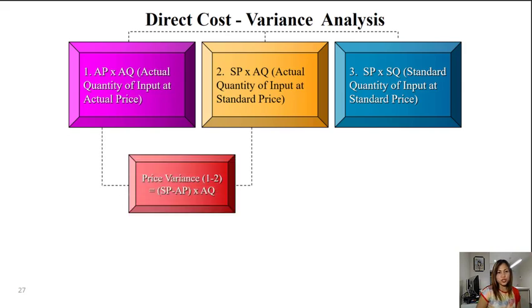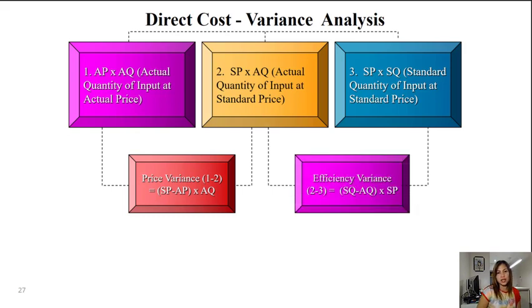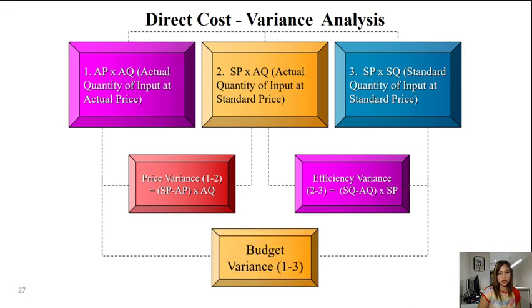If we focus on the first box and the second box, we can see the difference. We focus on actual price minus standard price times the actual quantity. This is what we call price variance. If you focus on the quantity itself, so standard quantity minus the actual quantity times standard price, then you will have the efficiency variance. Price variance plus efficiency variance will give you a budget variance.